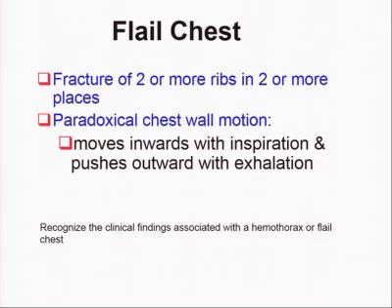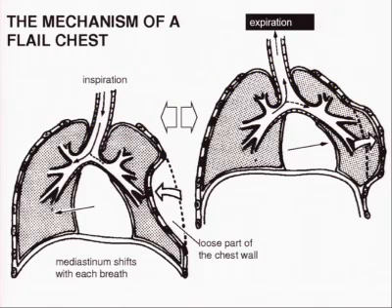So again, flail chest, you have fracture of 2 or more ribs in 2 or more places. And the paradoxical wall motion moves inwards with inspiration and pushes outward during exhalation. This is what it does. You take a deep breath, and the ribs are broken, so it's no longer stabilizing the chest. As you take a deep breath, it gets pulled in with that negative pressure. When you exhale, it goes out. So that's your flail chest.